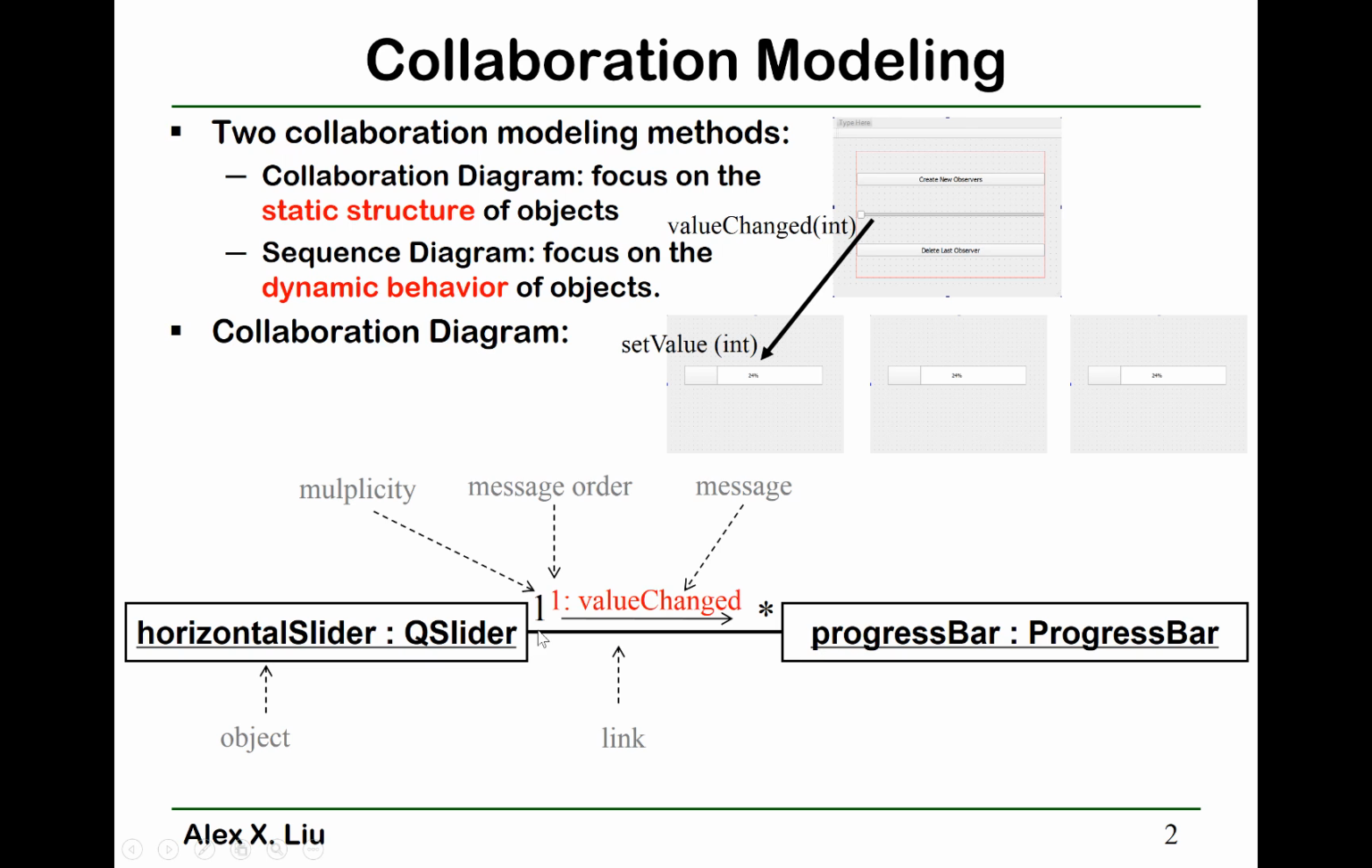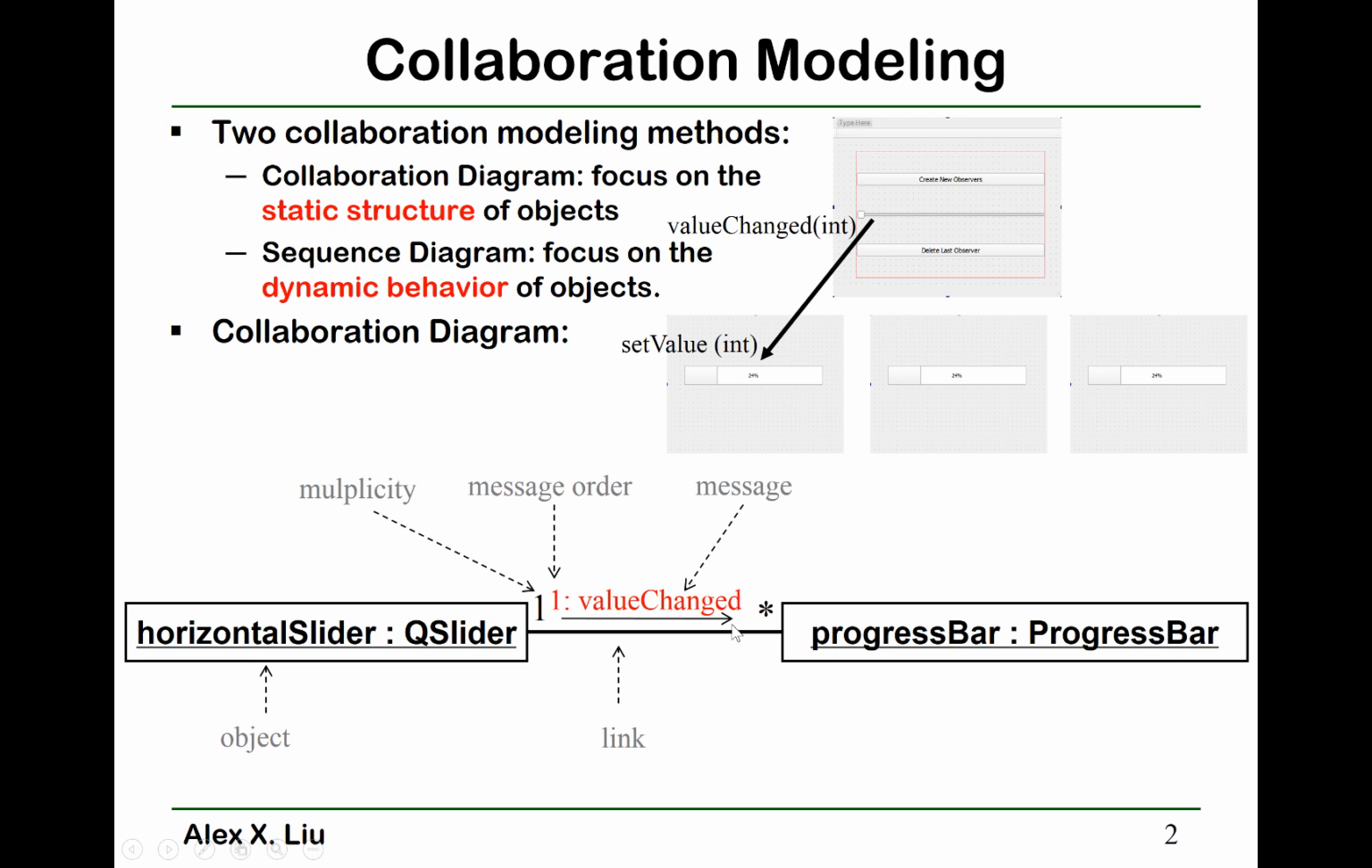On the two ends of the link, we can indicate multiplicity. Here it is 1, which means that in this collaboration you need to have a slider, and on this end it is star, which means 0 or more. So one slider may have 0 or more progress bars as listeners. Here there's an arrow. This arrow indicates a message, and the direction of the arrow indicates who is the sender and who is the receiver.